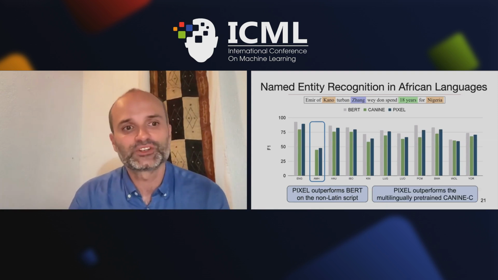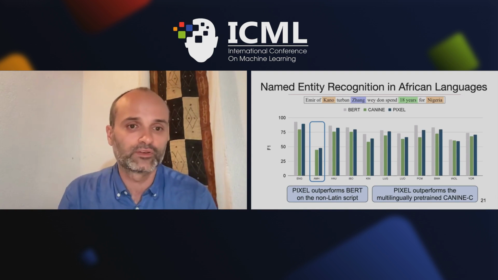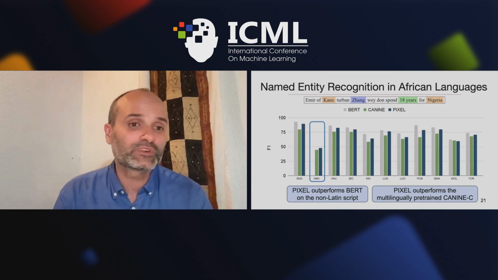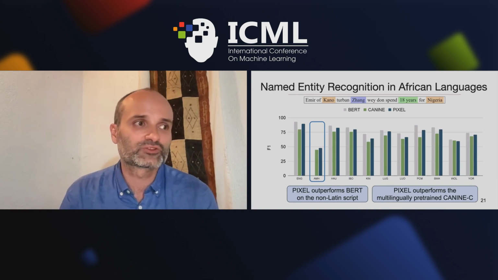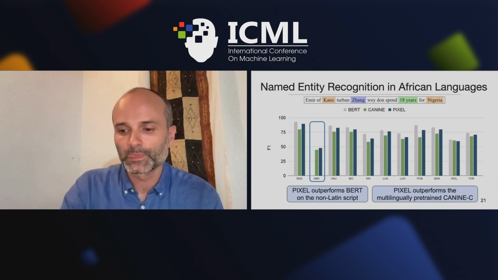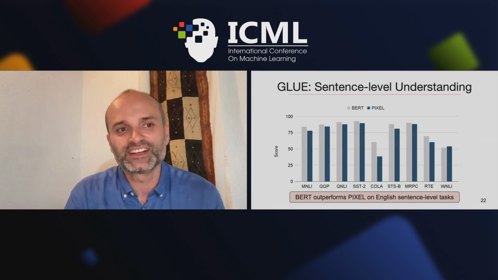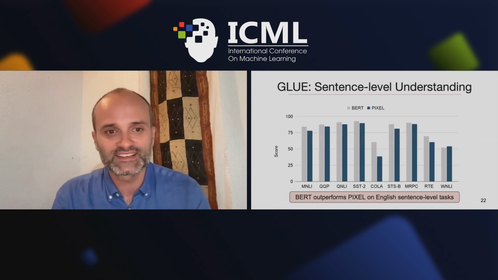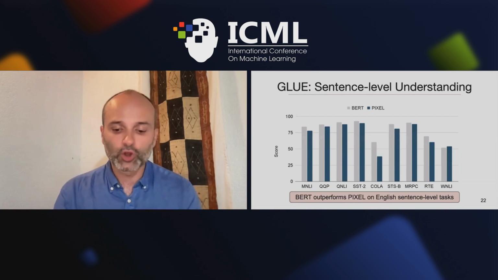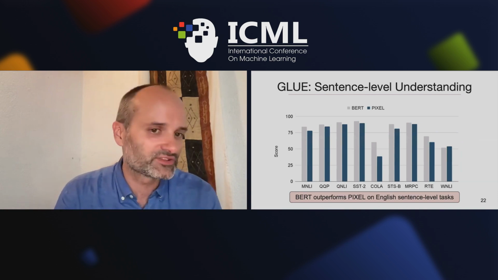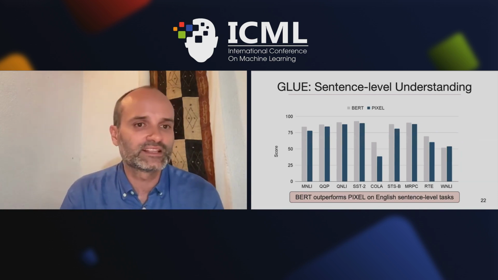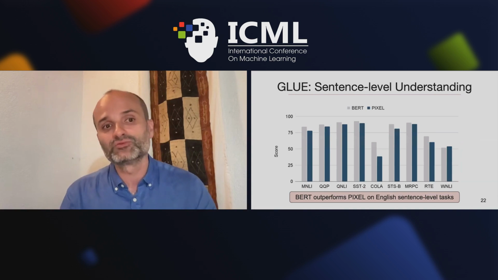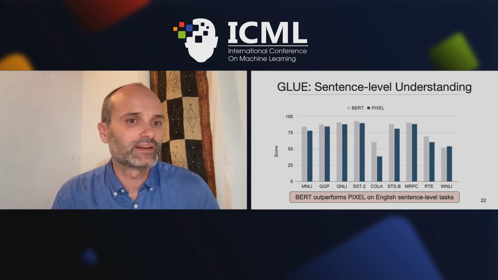For the rest of the languages which are in Latin script, here Pixel also outperforms the multilingually pre-trained Canine-C in almost all cases, but it doesn't perform as well as BERT with its Latin script dominance in the tokenization that it has. If we move on to sentence level understanding with the GLUE benchmark, Pixel is outperformed by BERT in all of these tasks, suggesting that maybe there's something about the local level objectives in pixel reconstruction that are not so useful for sentence level tasks. And also that the English tokenization that we get from BERT is really good and useful for these types of sentence level understanding tasks.